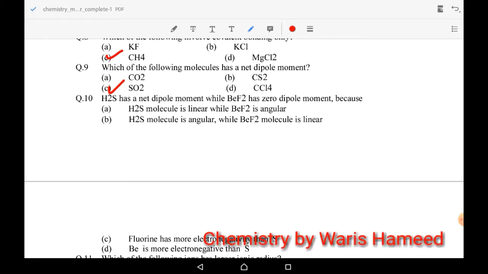Wrong statement. H2S molecule is angular while BeF2 molecule is linear. So its B option is correct. H2S molecule is angular and BeF2 molecule is linear.